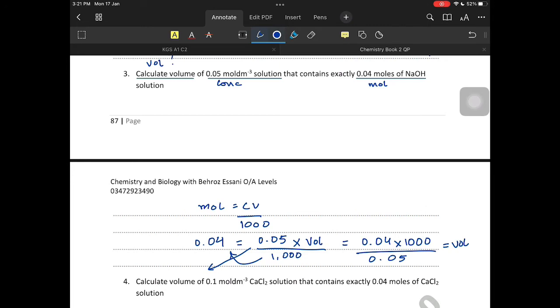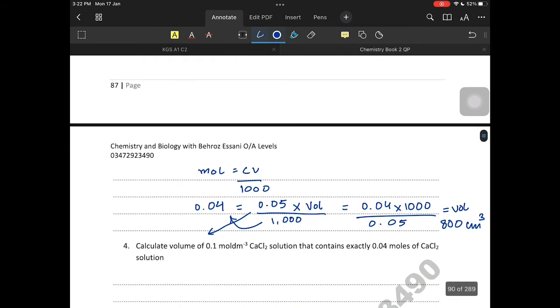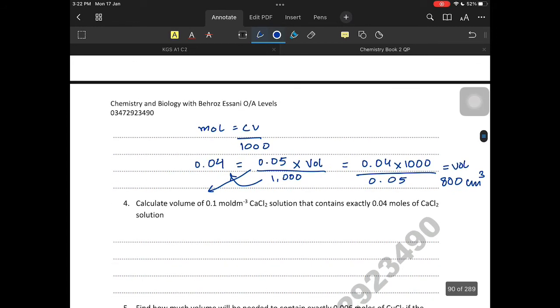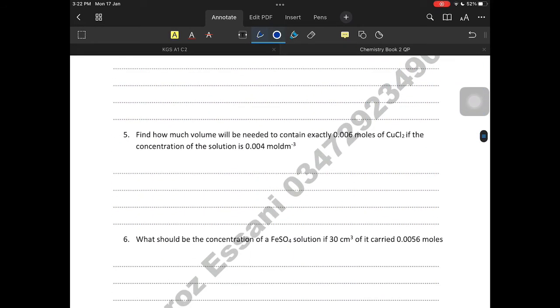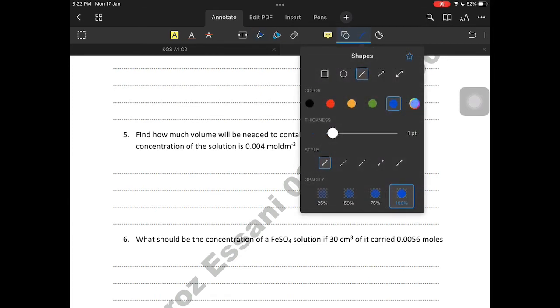0.04 times 1000 divided by 0.05 would be equal to 1000 divided by 0.05, 800 centimeter cube is the answer. So we need 800 centimeter cube of the solution over here. So we can use the same formula to even find out the volume. Let's do question, I believe, 5, I guess.